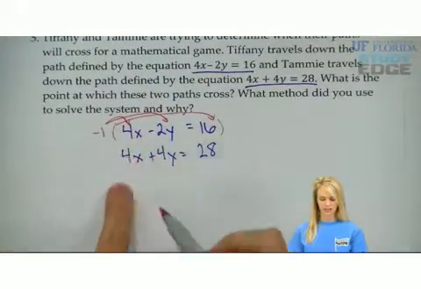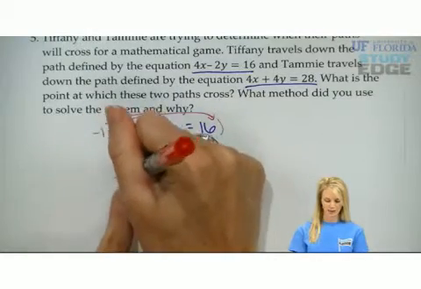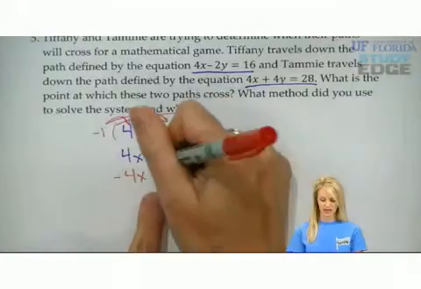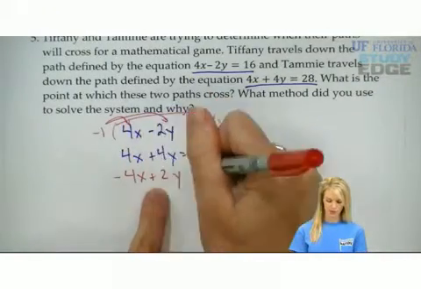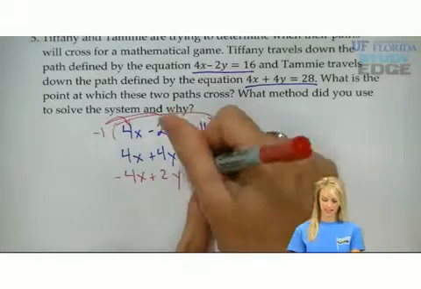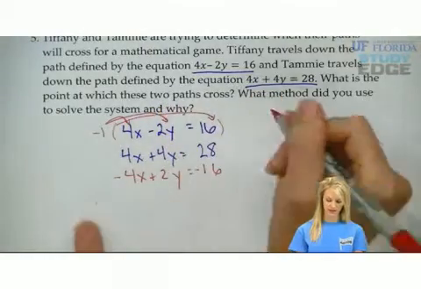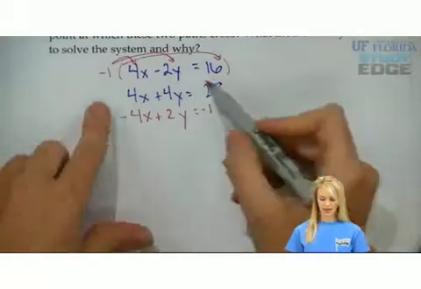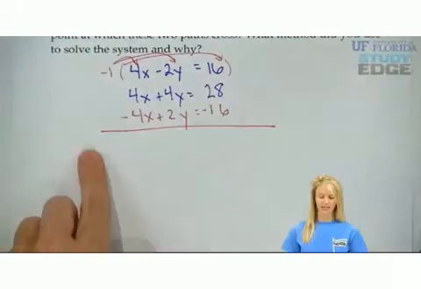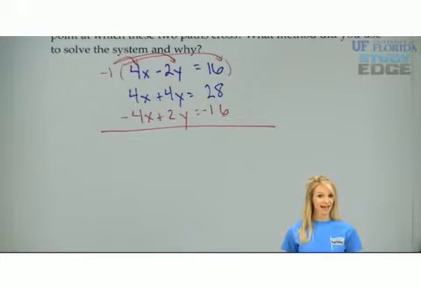So negative 1 times 4x would be a negative 4x. Negative 1 times negative 2y, well, a negative times a negative gives us a positive. So we'll have a positive 2y. A negative 1 times a positive 16, negative times a positive, we get a negative. So we're going to end up with negative 16. Well, now that I've rewritten my first equation, I just rewrote it here, now I'm ready to combine these two equations. What's going to happen?